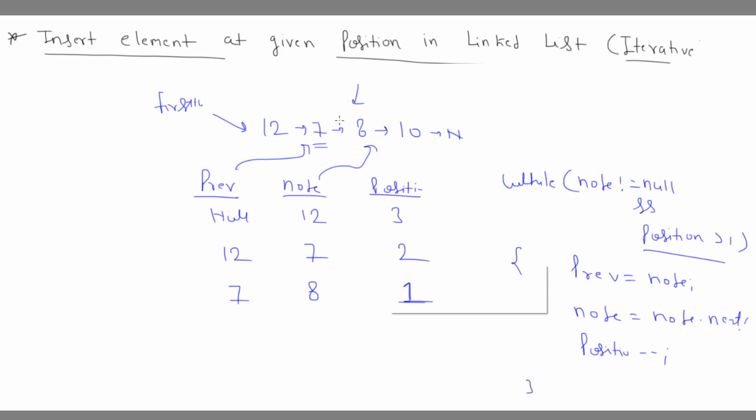So here I can easily add the element at third position because I have both previous and node. So what I will do, I'll create a new node which is 16 right now, and I'll say previous of next should be new node, right?